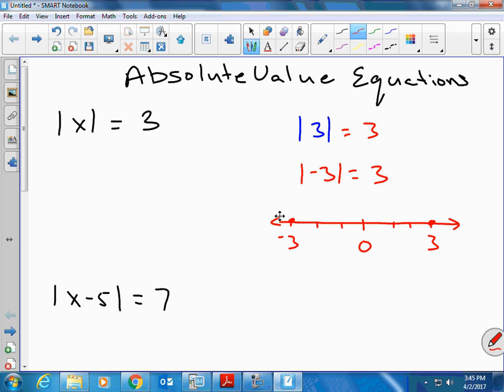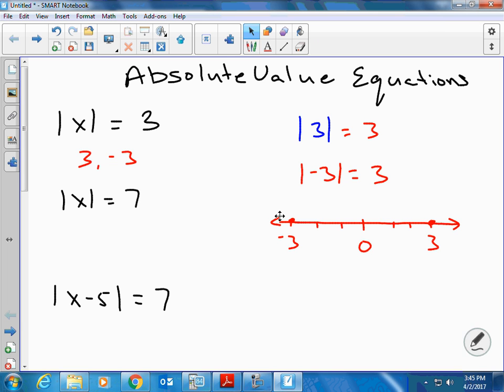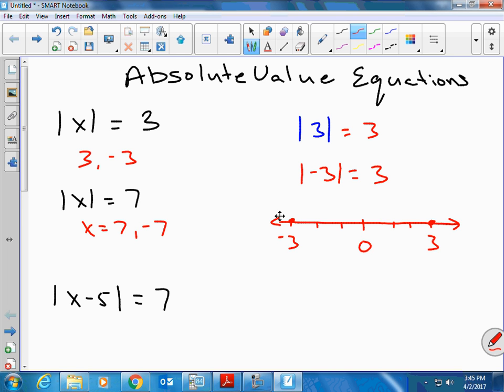So the answer to this equation on the left, the absolute value of x equals 3, is asking the question, the absolute value of what number is 3? The answer, 3 or negative 3. Before I go to the next one, the absolute value of what number is equal to 7? Well, the answer would be x equals 7 or negative 7.